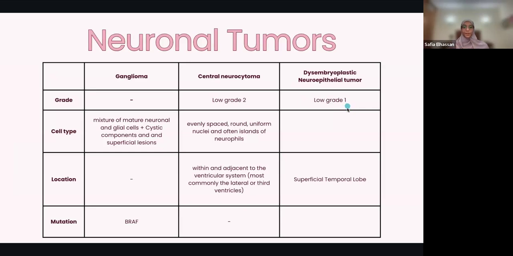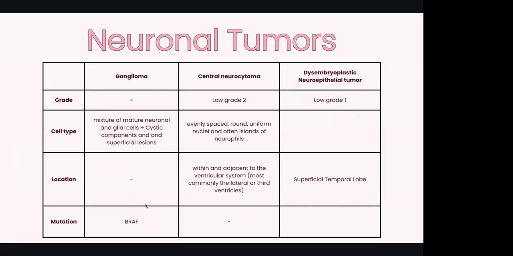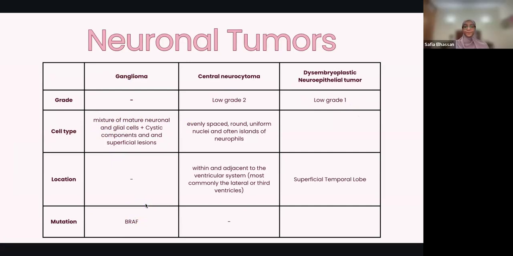So this is just a quick summary of the neuronal tumors that you guys took. The first one is ganglioglioma. It's just a mixture of mature neuronal and glial cells, and it has some cystic components and superficial lesions typically found in the temporal lobe. It has a mutation in BRAF. So BRAF, if you guys didn't know, this is just for your information, it's a component of the MAPK pathway. And what was another tumor that we took that had dysfunction in that pathway, if you guys remember? Was it pilocytic astrocytoma? Yes, exactly, pilocytic astrocytoma.